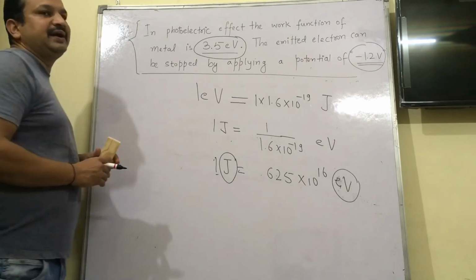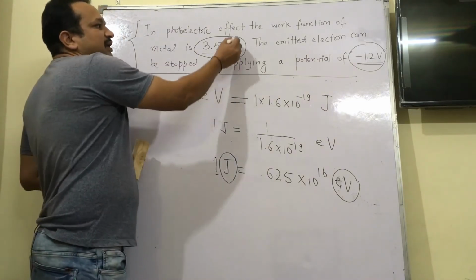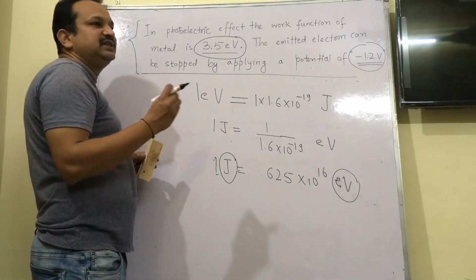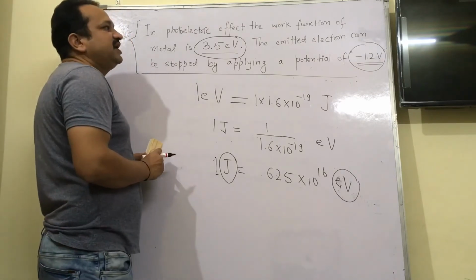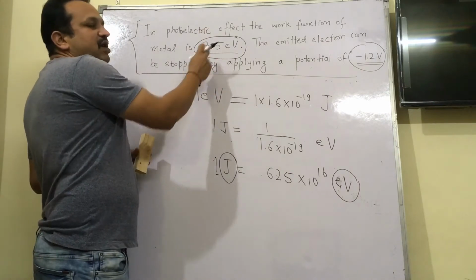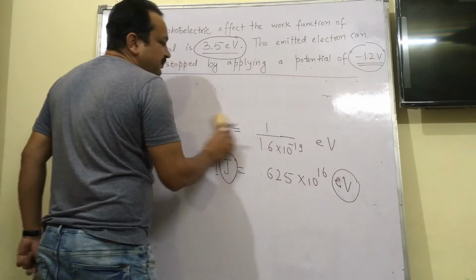But in the photoelectric effect, energies are given in electron volts. Why is it so? Because the energy in the photons is very small. So that's why we always write energy in the form of electron volt. So it is clear to you.